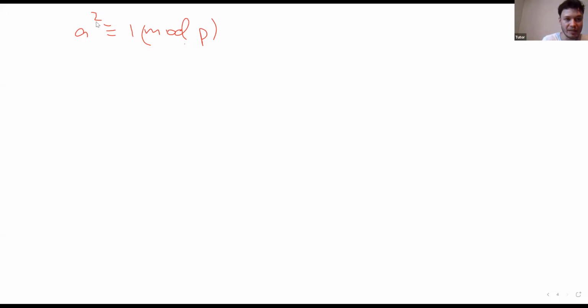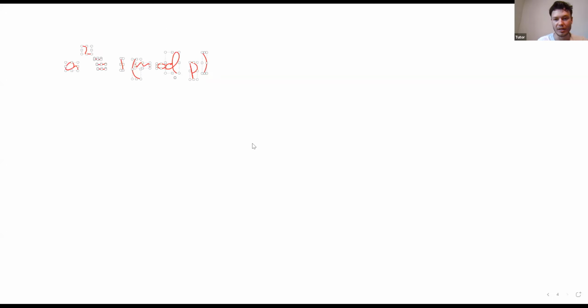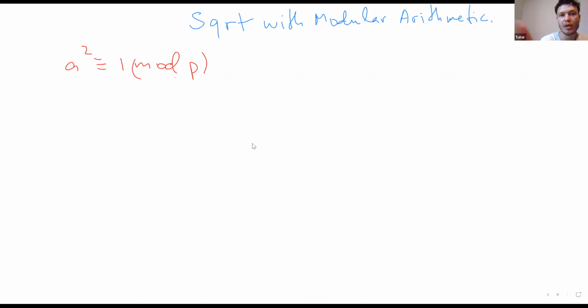So this is basically the idea of the square root. So let me move this a little bit down. So let's write it like this: square roots with modular arithmetic, right? Okay, so what happens when we do square roots with modular arithmetic?